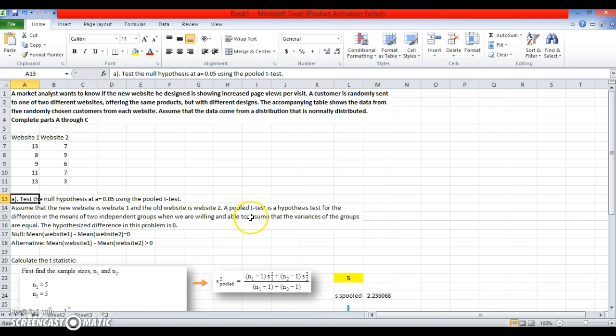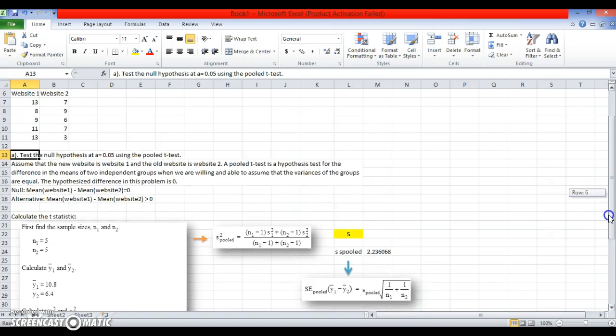A pooled t-test is a hypothesis test for the difference in the mean of two independent groups. We're able to assume that the variances of the groups are equal. The hypothesized difference, as I said before, is 0. So setting it up here: mean 1 minus mean 2 equals 0, and the alternative, mean 1 minus mean 2 is greater than 0. That gives you a sense of whether there is a difference.